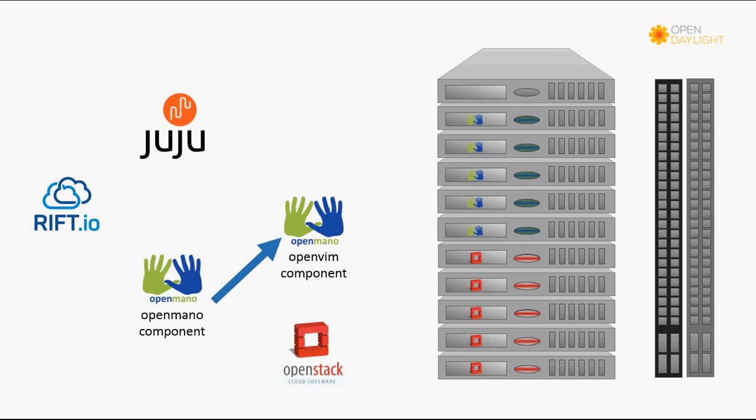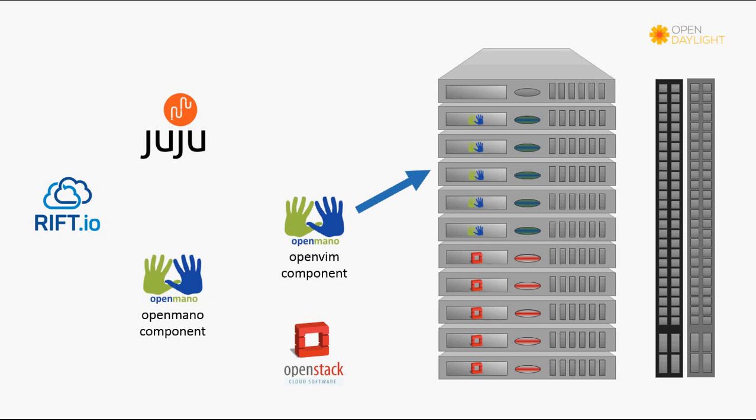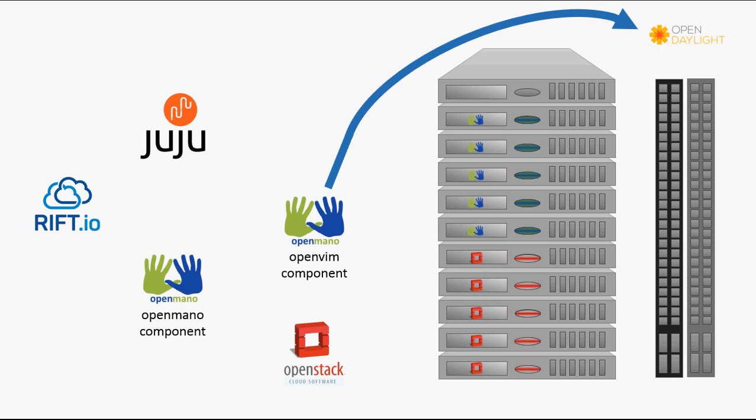Now, automatically, the Open MANO component will tell the OpenVIM component to deploy, because in this case, as we are requesting to deploy EPA VNFs, we are deploying using the OpenVIM data center, okay? So the OpenVIM component is deploying over these compute nodes, and then is requesting to the OpenFlow controller to establish the connectivity.